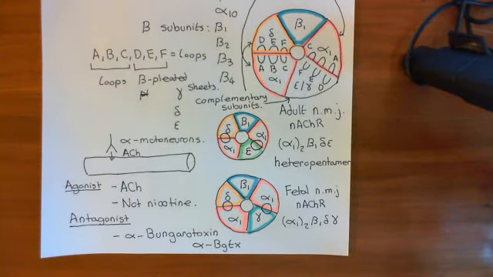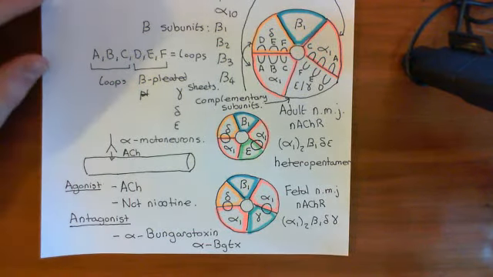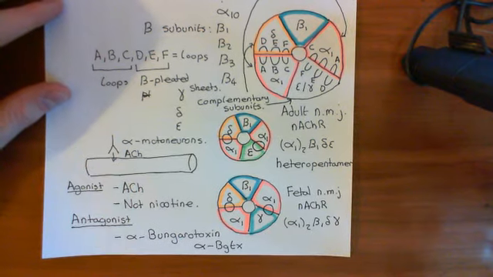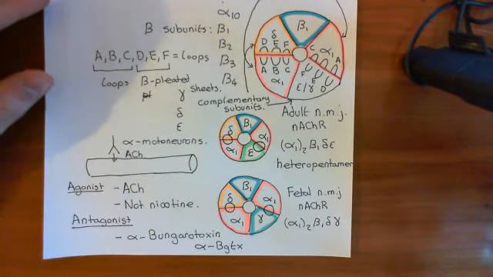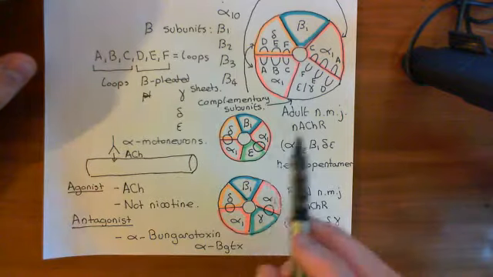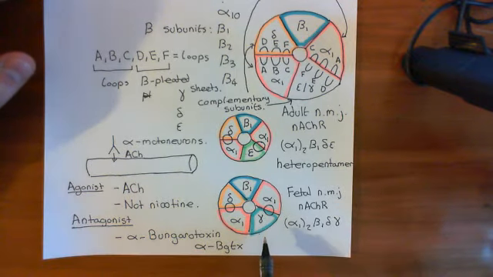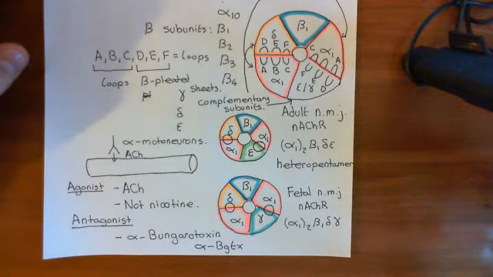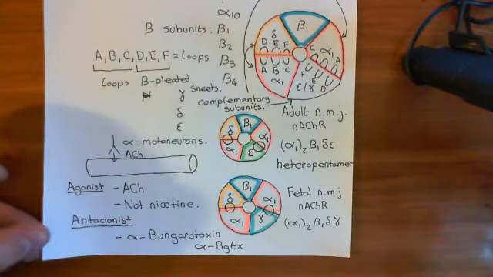Okay, so welcome to this next video in which we are discussing the nicotinic acetylcholine receptors. We've now discussed the neuromuscular junction form of the nicotinic acetylcholine receptor, both the adult version and the fetal version. We've also discussed certain drugs which interact with the neuromuscular junction nicotinic acetylcholine receptor.